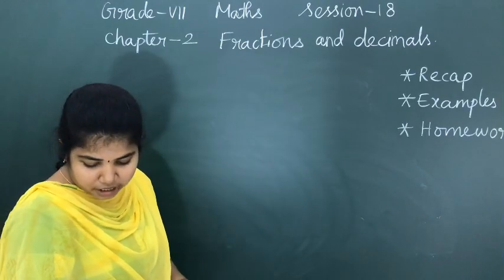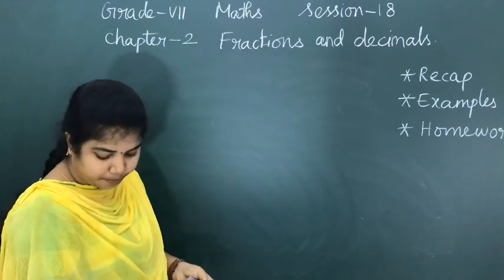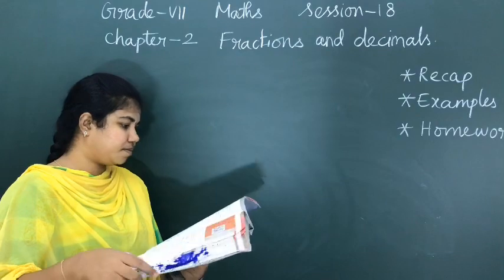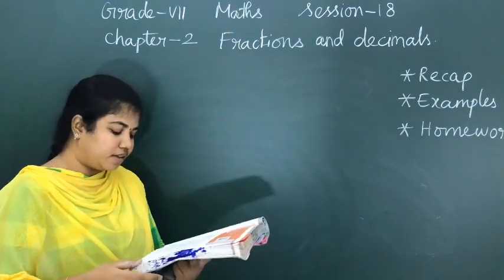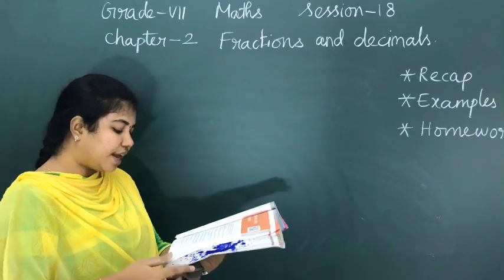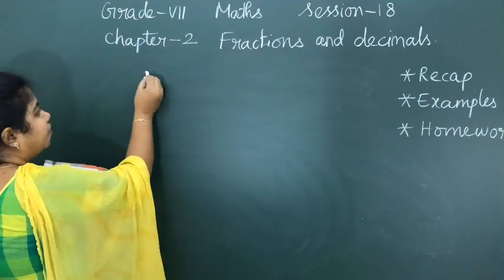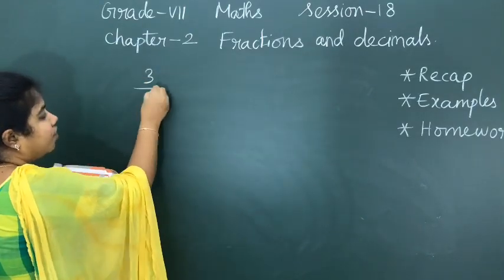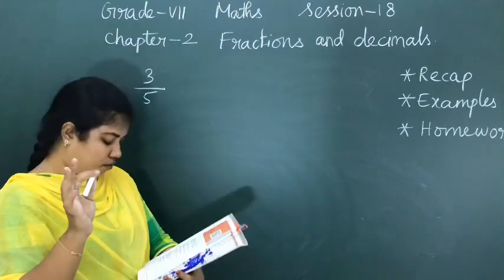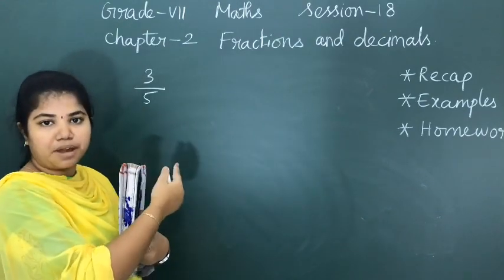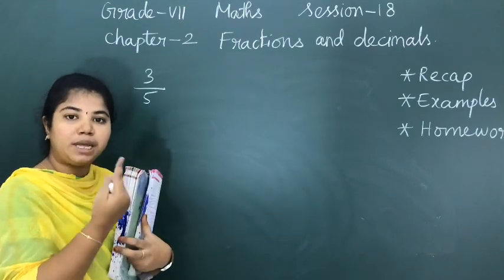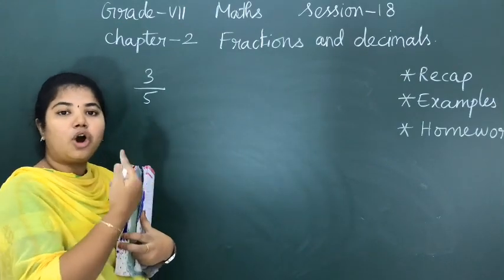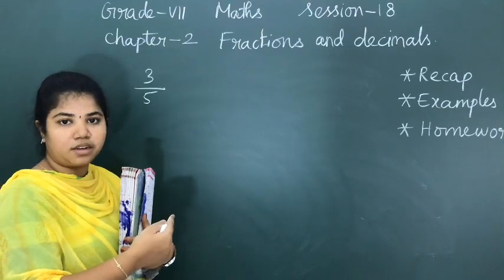Take your book, page number 29, chapter 2, fractions and decimals. See the first example: write 5 equivalent fractions of 3 by 5. You are going to write 5 equivalent fractions for 3 by 5. Already I told you equivalent fractions, it is very easy. You are going to multiply the same number on the numerator and denominator, right?